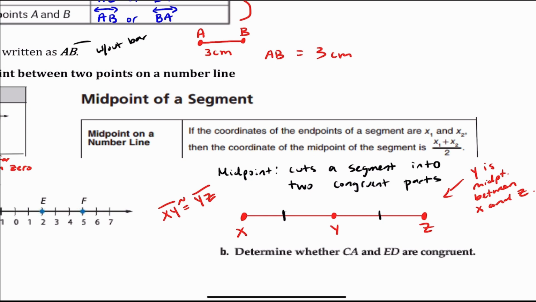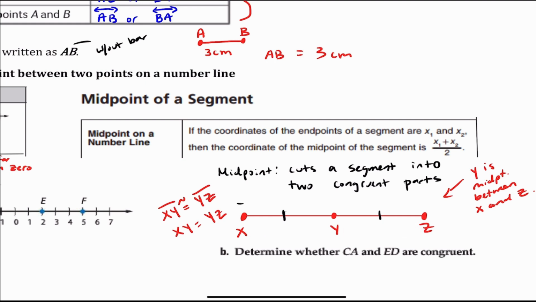Now, in the language of algebra, the measure of XY is equal to the measure of YZ. I went from the congruent symbol to the equal sign. When I use the equal sign, I am speaking in the language of algebra, where numbers, distances, lengths, etc. are involved. Now what I'm going to do is give these points numbers.